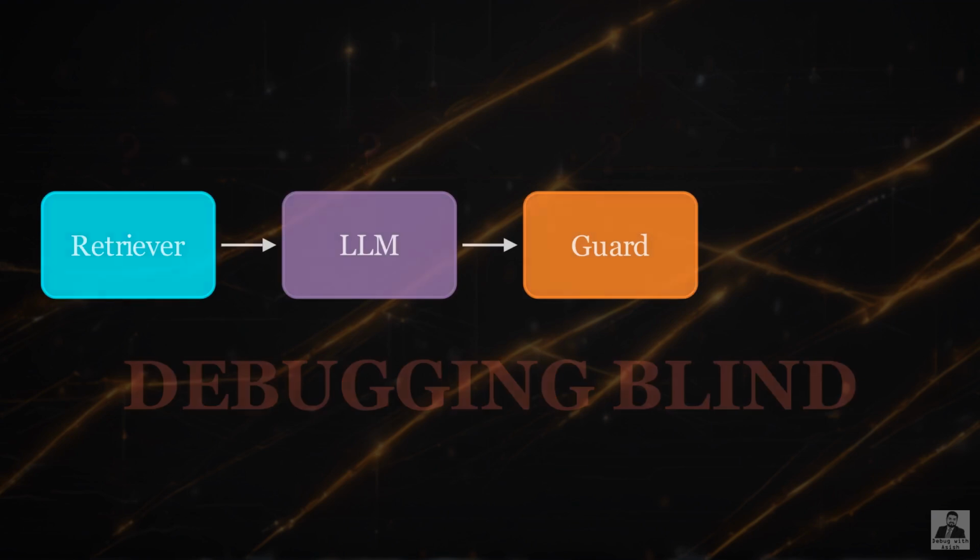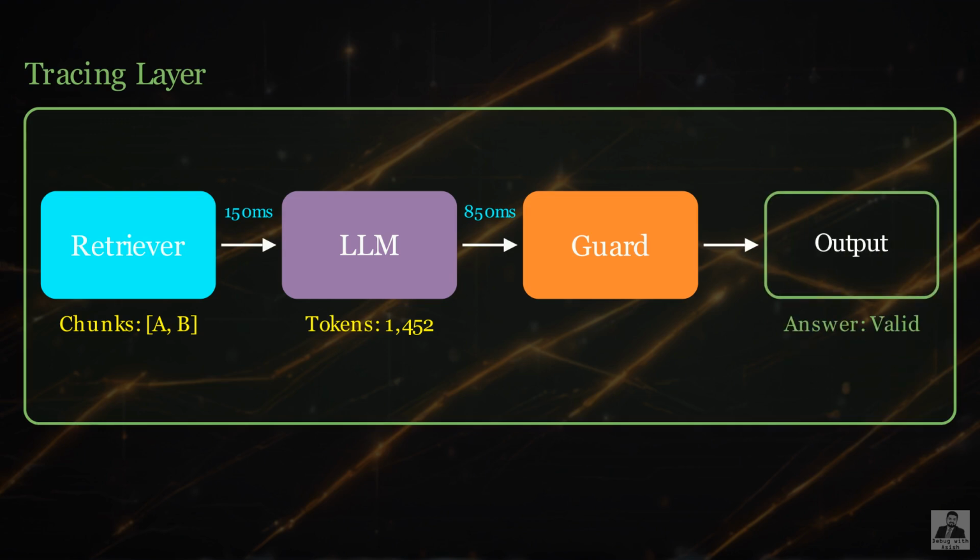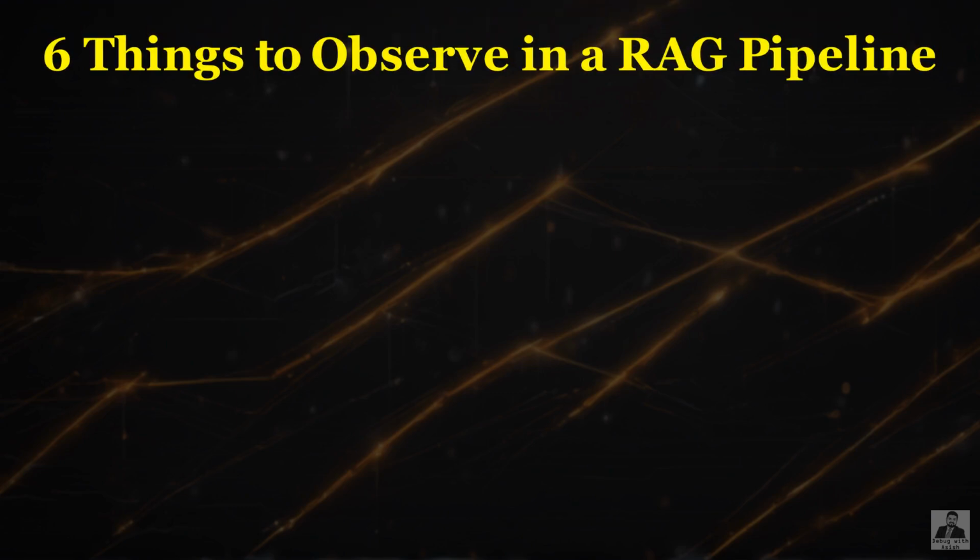In this episode, we add a tracing layer to the full pipeline, so every query records what was retrieved, how long each stage took, how many tokens were used, and what the final answer was. There are 6 things worth observing on every query.